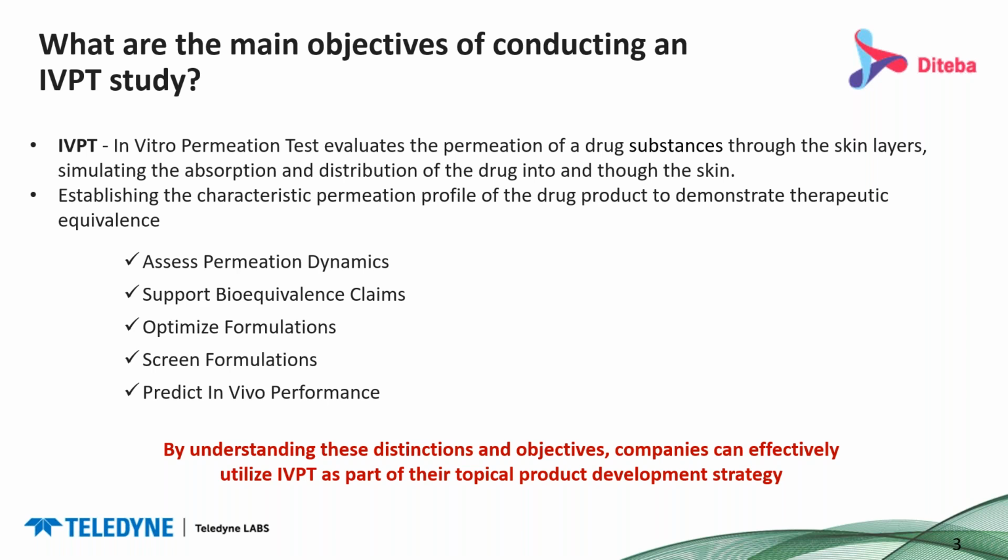IVPT could help optimize formulations. By understanding how the drug permeates through the skin, formulators can optimize the composition and concentration of the excipients and active ingredients to enhance the product's performance. It can screen formulations. IVPT can help screen multiple formulations early in the development process to identify those with the most promising permeation characteristics, saving time and resources. It predicts in vivo performance.